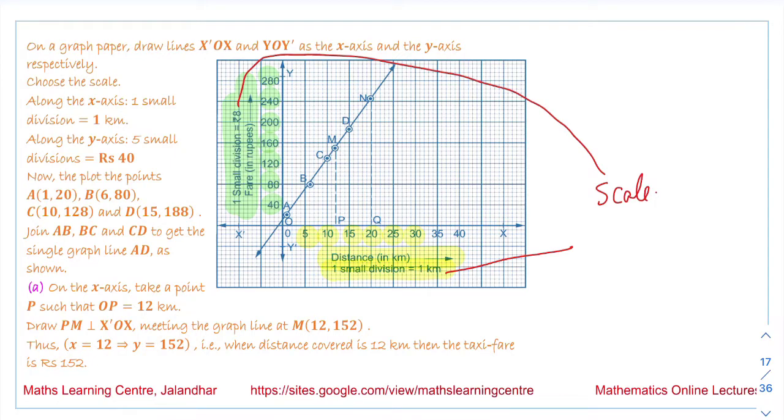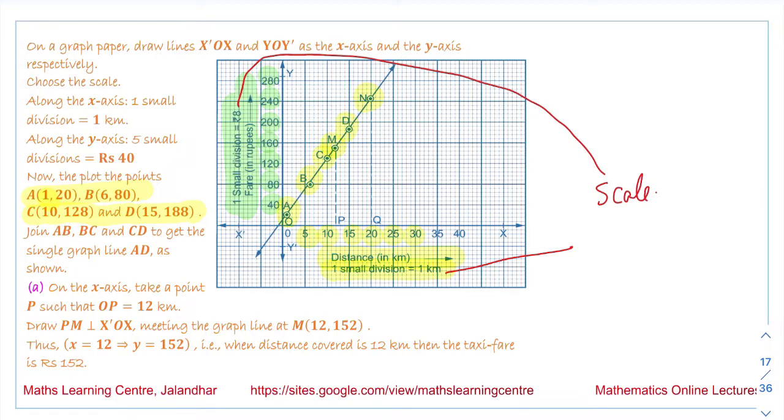So we have plotted the points we have there: (1, 20), (6, 80), (10, 128), (15, 188), and we have plotted these points on this graph. Now the next thing we have to do is, from the graph we have to find the charge for covering 12 kilometers and 20 kilometers.